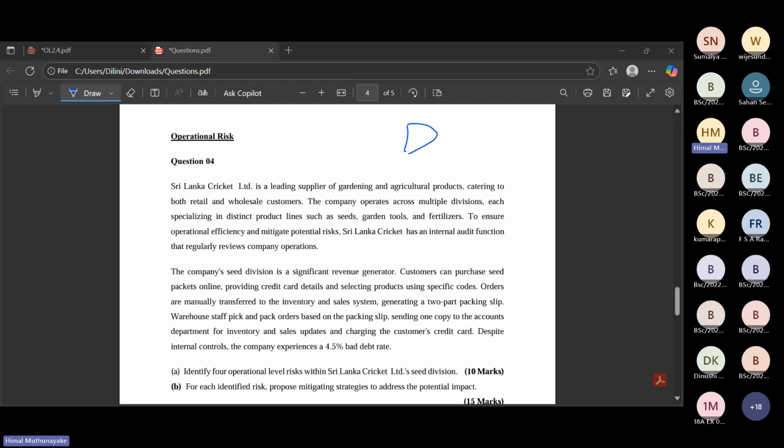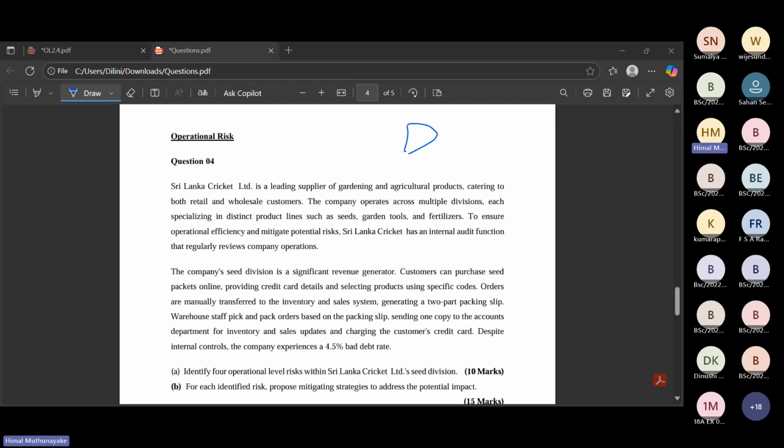Then after you get the order, it will generate two slips, right? One slip is passed to the warehouse and they pack the order. Once they pack the order, they pass the slip to the account division. Then only you are charging the customer, right? So there will be a delay in billing, a delay in charging the credit card. What will happen because of the delayed billing?